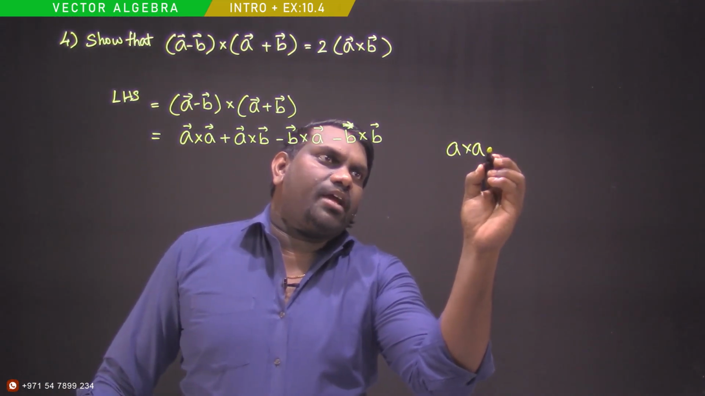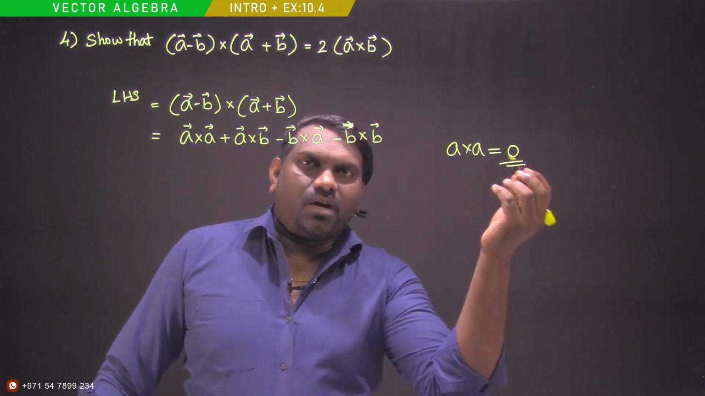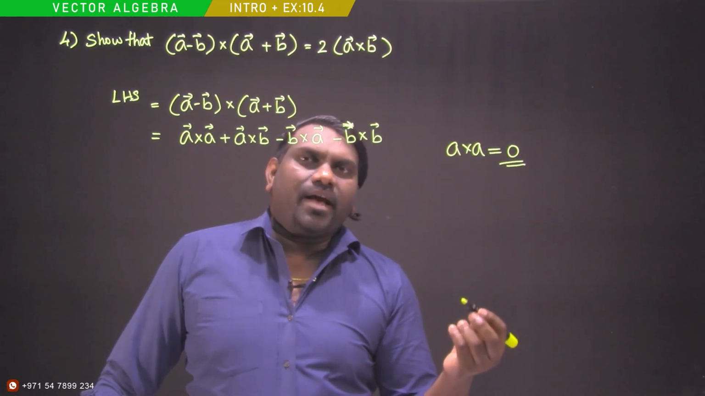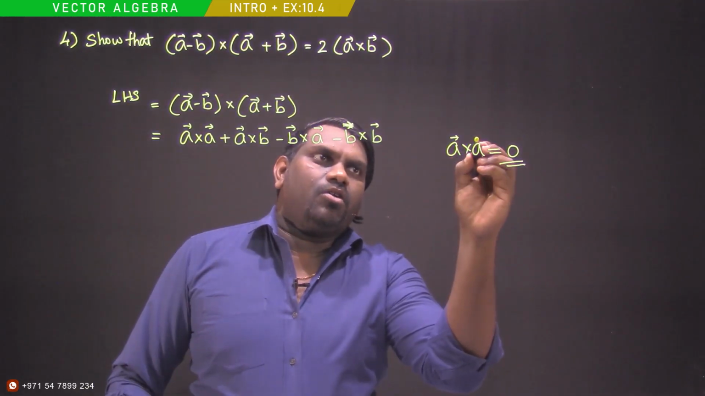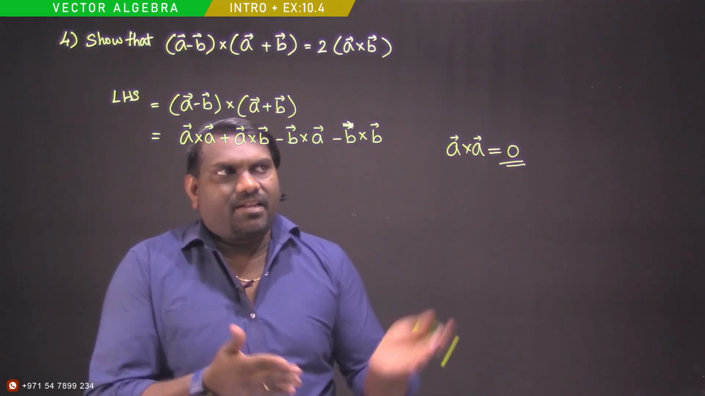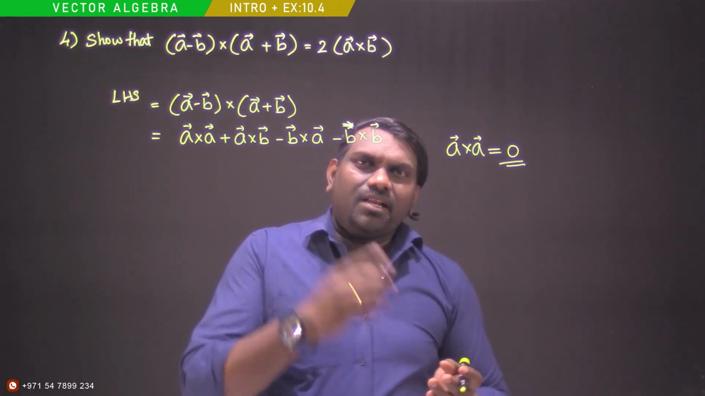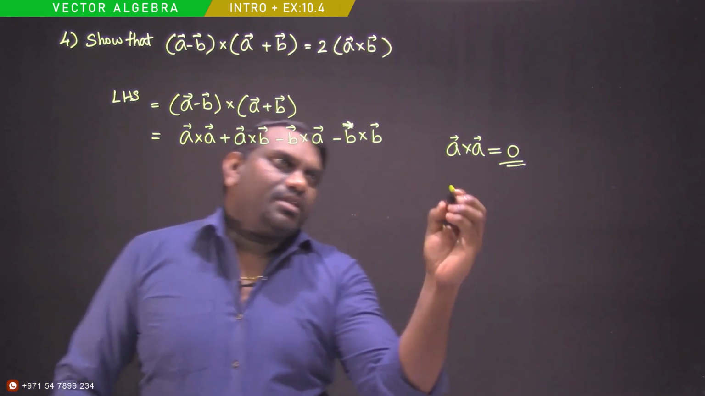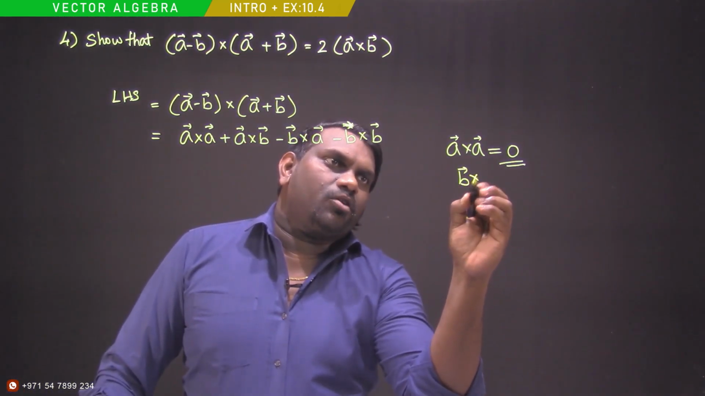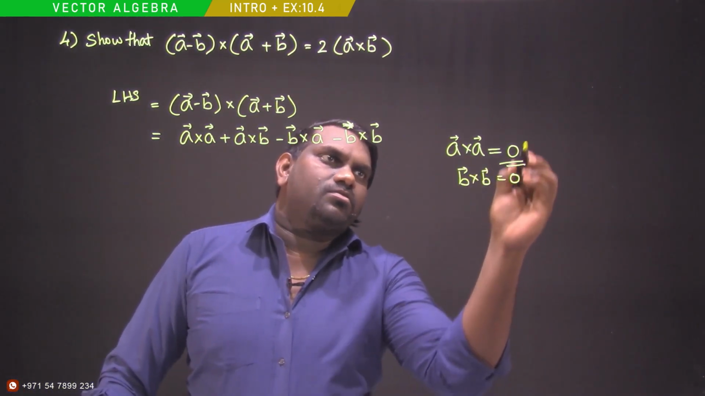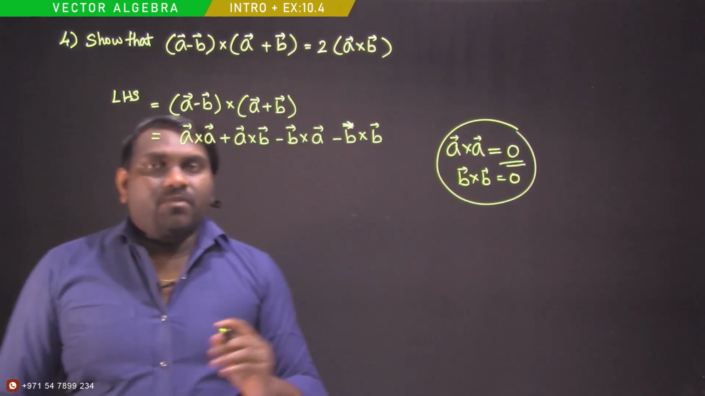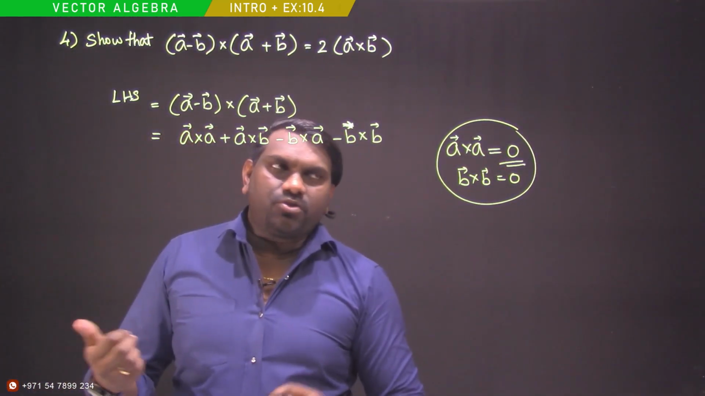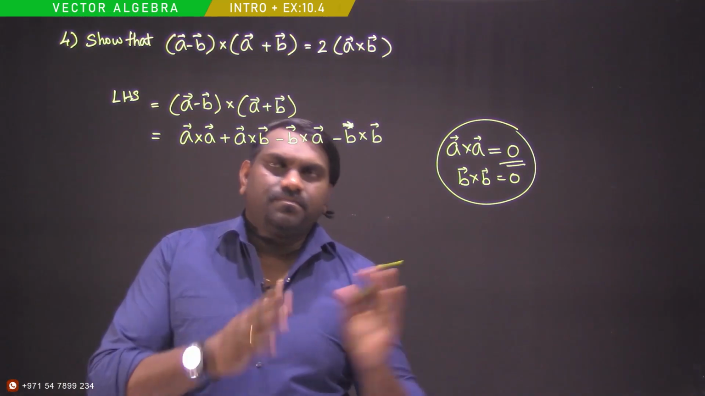What is a cross a dear? That's gonna be 0. Why? In between there is no angle. A on top of it, a and a, do you have any angle? Angle is 0. So sine 0 is 0, so the complete term becomes 0. In the same way, b cross b is again 0. So from now you need to keep that in your mind. If you haven't gone through my intro, you need to know this thing.